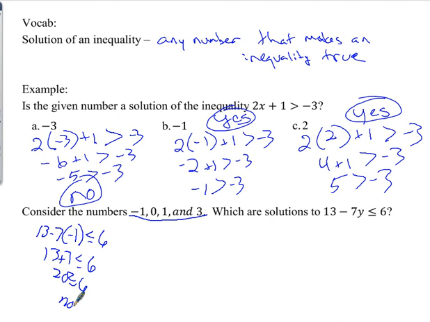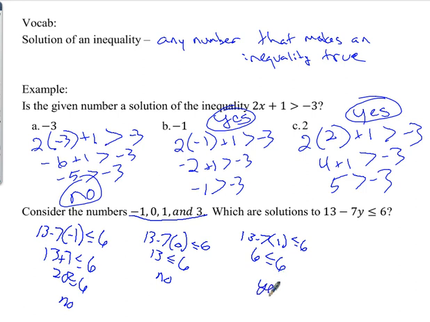Move on to 0. 13 minus 7 times 0 less than or equal to 6. So 13, this turns into 0, is less than or equal to 6. Is that true? No. Plug in 1. 13 minus 7 times positive 1 less than or equal to 6. So this becomes 13 minus 7, which is 6, is less than or equal to 6. Is that true? Yeah, that's true.